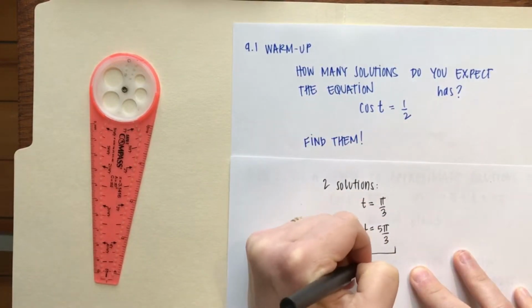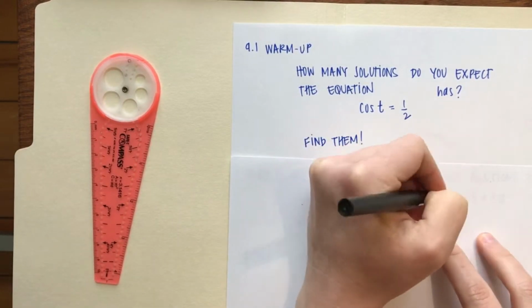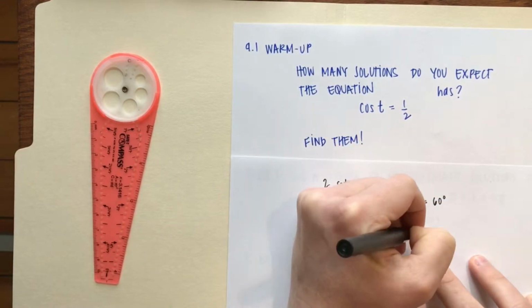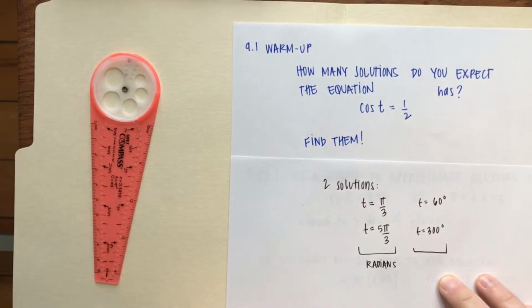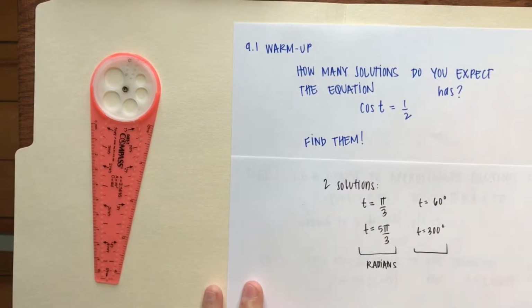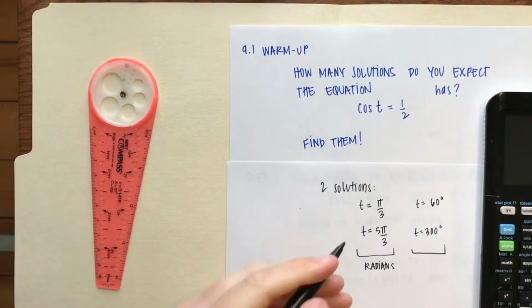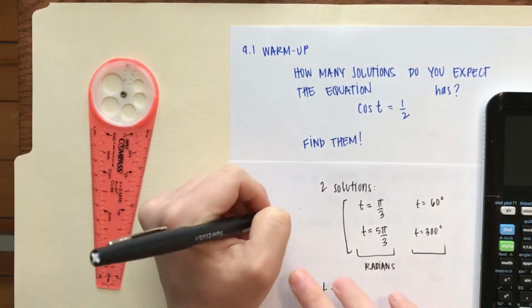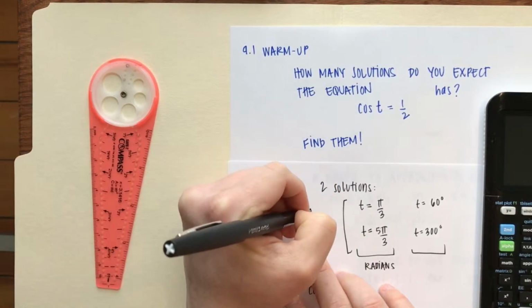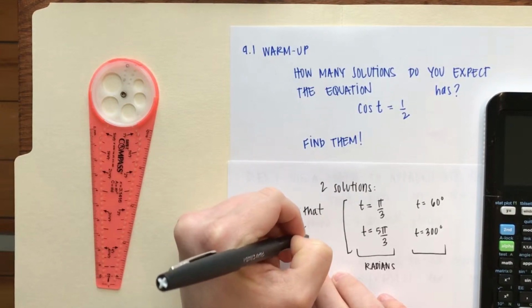Equivalently, those are in radians, I have 60 degrees and I have 300 degrees. Now, this expectation could be informed by the unit circle, but what we're learning in section 9.1 is that we can use the unit circle. We can also use graphical representations. So like we've seen before, we can think about cosine of t equals 1/2. These are the values that make this equation true.